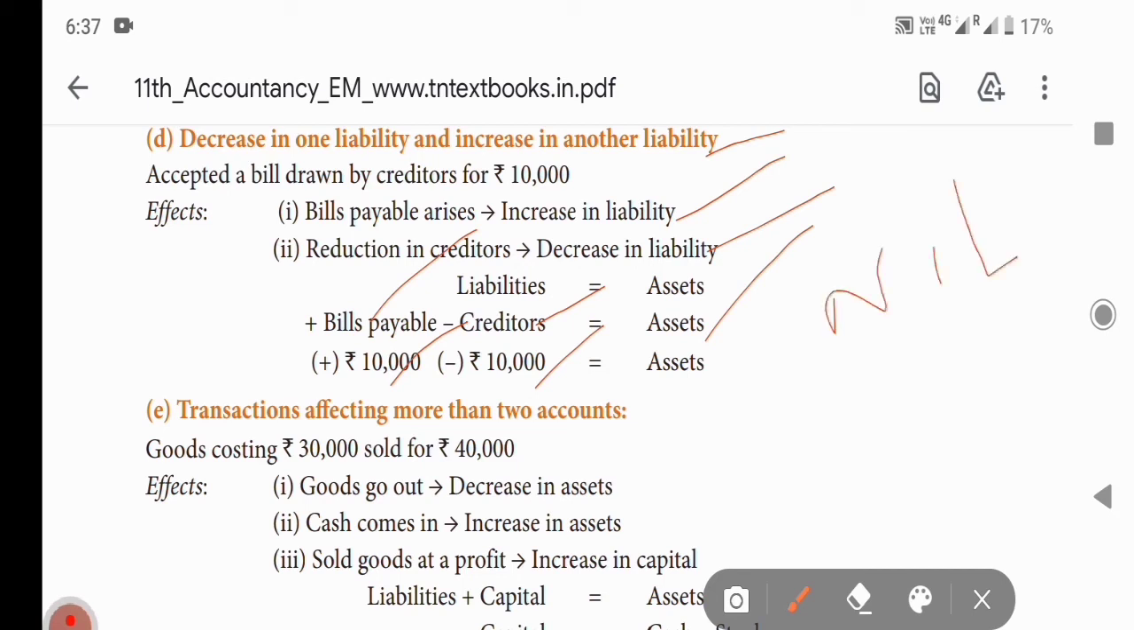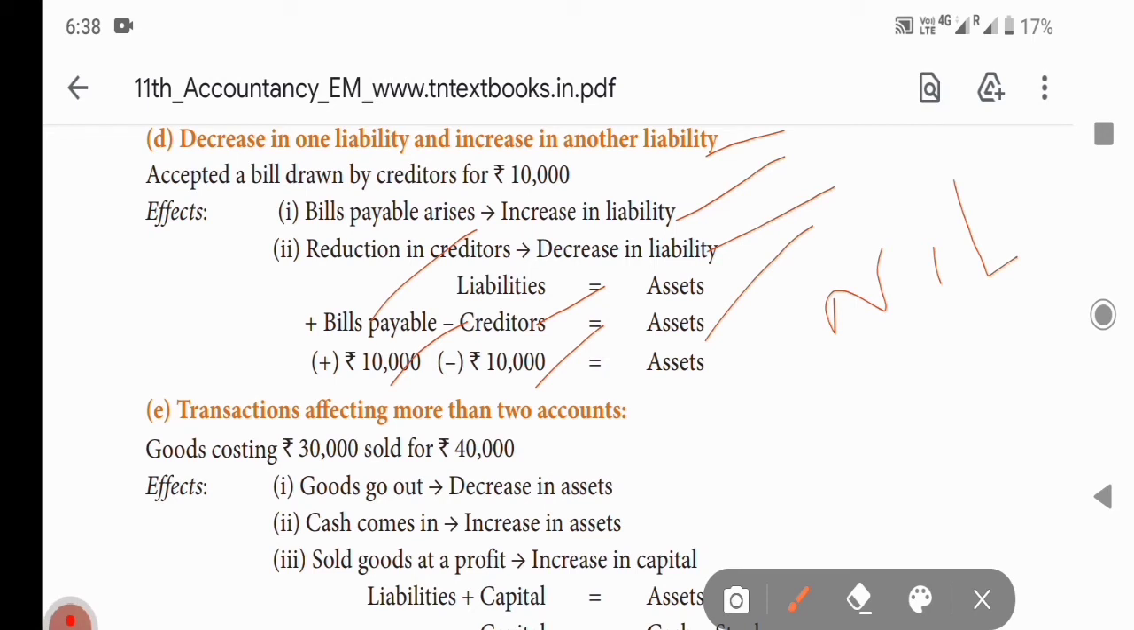So this is decrease in one liability and increase in another liability. While decreasing one liability and increasing another liability, there will be nil balance. In assets also there is no effect, so it is nil. Liability is nil and asset is also nil.